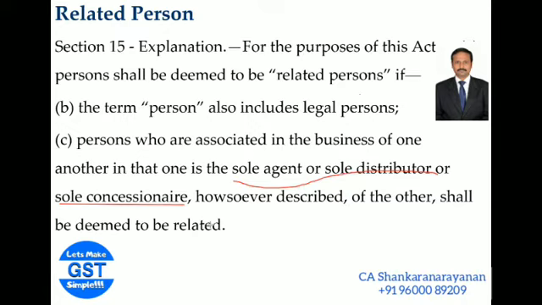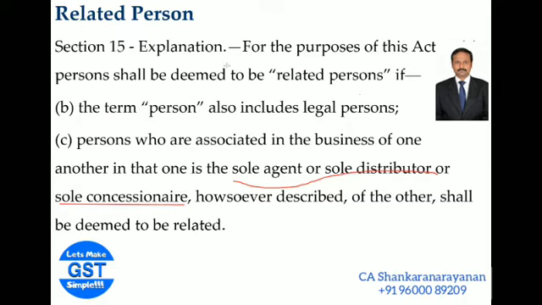But I have 25 agents. I have got 25 distributors. I am interacting with all of them. Principal and agent are not related persons. I have got only one agent. Through that agent only I will operate. Then that agent and principal are related persons. So that is the final point on related person which one has to be aware of. So the 8 types of relationship plus one more relationship which we have to add: sole agent, sole distributor, or sole concessionaire. If this relationship exists between two people, then they are considered to be related persons.